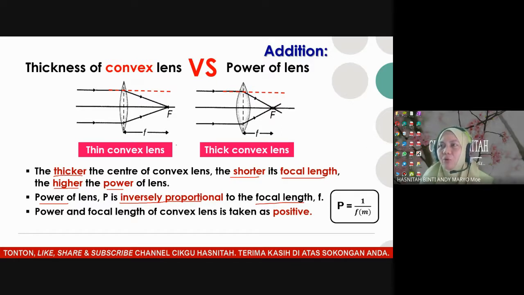For a convex lens, the power and the focal length are taken as positive values. This is the formula to determine power. Power is the reciprocal of focal length. Power is 1 over F, where F is in units of meters, so you will find power in units of diopters. Remember, power is inversely proportional to the focal length, and a thick convex lens has a higher power and shorter focal length.